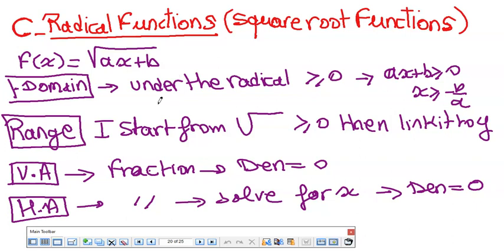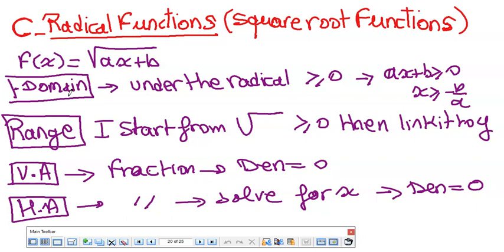Now, when I say radical functions, it also means a square root function. First of all, the radical function has the form radical of any expression inside. Guys, the expression inside could be degree 1 or degree 2 or even higher degree. But the maximum that you can see now is degree 1 or degree 2.